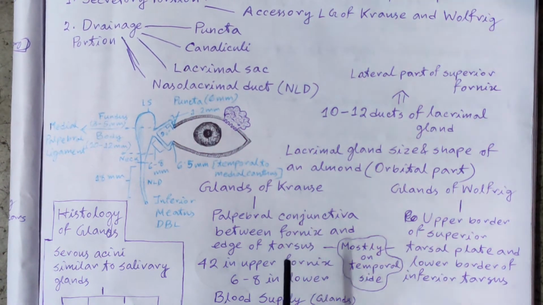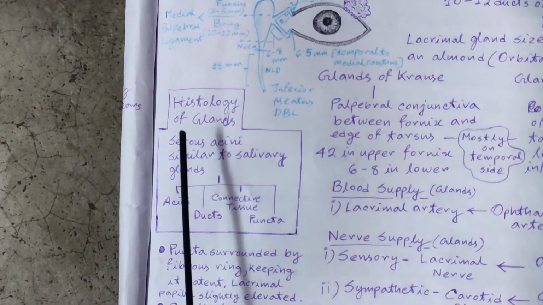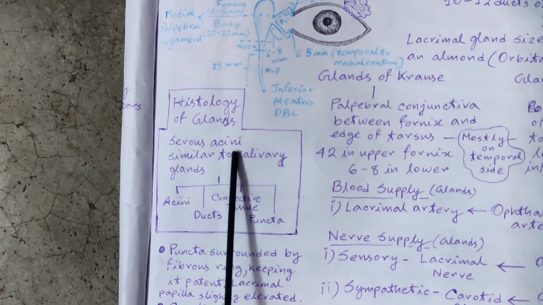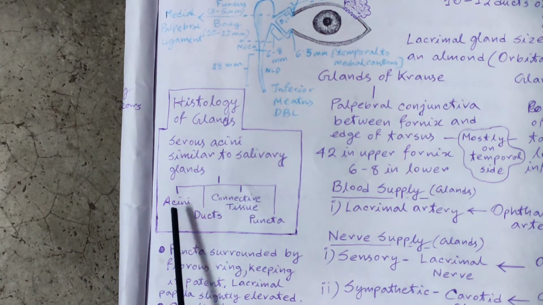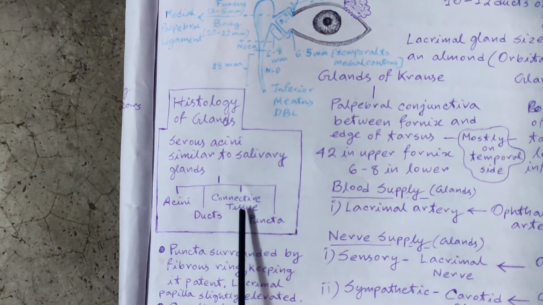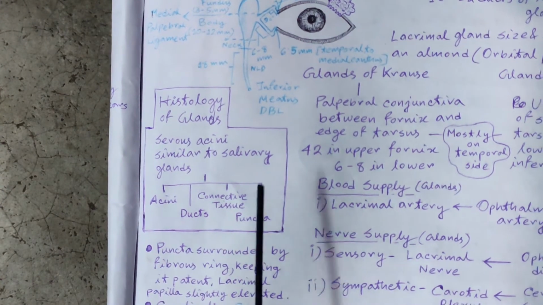Now we can see the histology of the glands. The glands are basically serous acini, which are similar to salivary glands. They consist of acini, ducts, connective tissue and puncta.